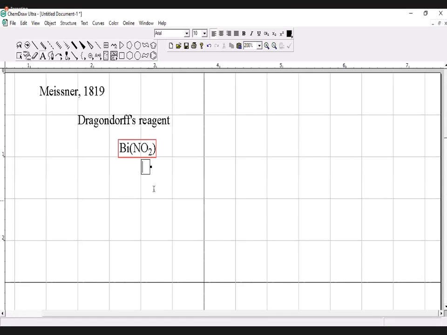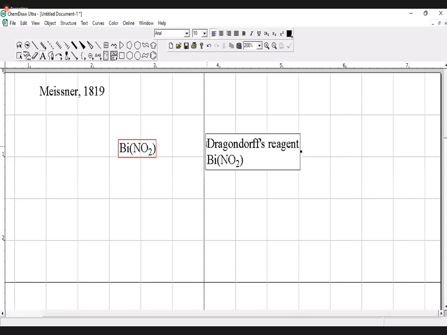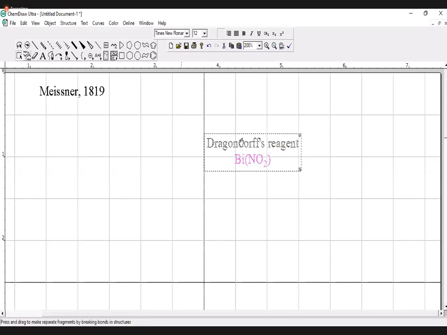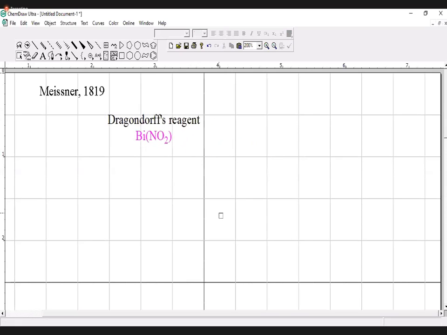What is the role of this bismuth nitrite? This is the composition of Dragendorff reagent, which consists of bismuth nitrite, the active constituent in this. Bismuth, if you remember, where does bismuth lie? In which group is it? No one knows. Bismuth is not a transition or an inner transition metal. This is present in the p block.